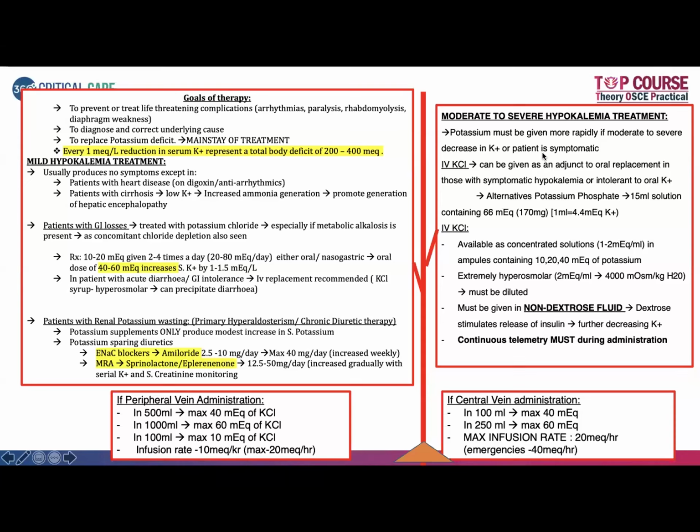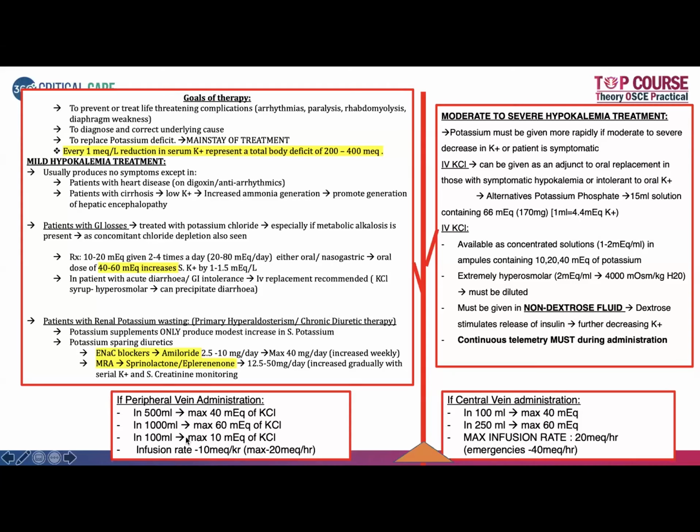So moderate to severe hypokalemia, give IV potassium chloride. You can also consider potassium phosphate if associated phosphate is low. Okay, the potassium phosphate, 1 ml contains 4.4 milliequivalents of potassium and approximately 3 milliequivalents of phosphate. Okay, and how much you should give through a central and a peripheral line.